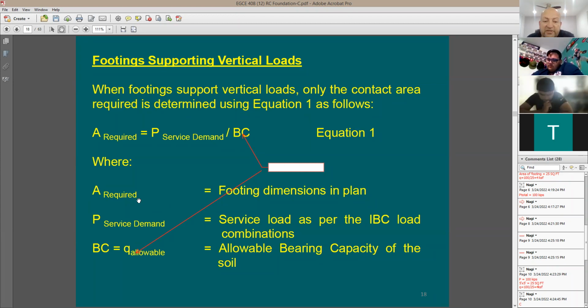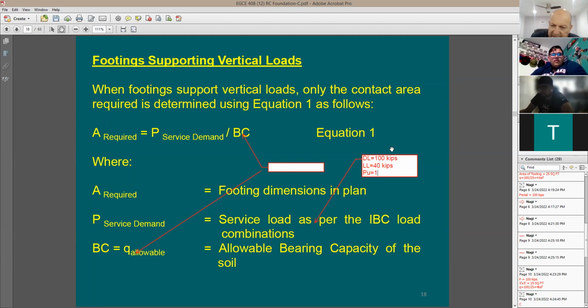Now, first, I need to understand what it means by P service demand. Let me give you this quick example. I have a given dead load of, let's say, 100 kips. Live load, 40 kips. I have two demands, just so you know. In the past, we used to say P ultimate equals, if you remember this, 1.4 dead load, meaning what? Someone help me? How much is that?